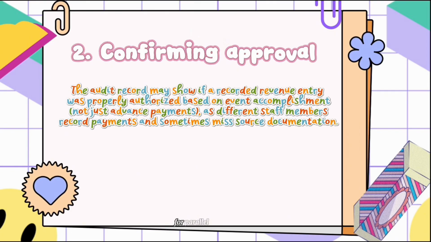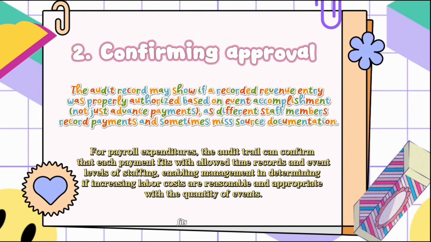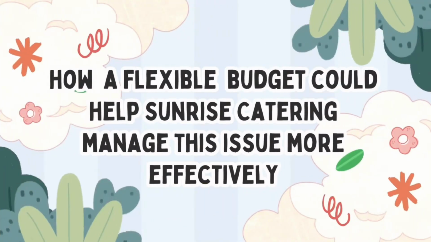For payroll expenditure, the audit trail can confirm that each payment fits with allowed time records and the event level of staffing, enabling management to determine if increasing labor costs are reasonable and appropriate for the quantity of events.